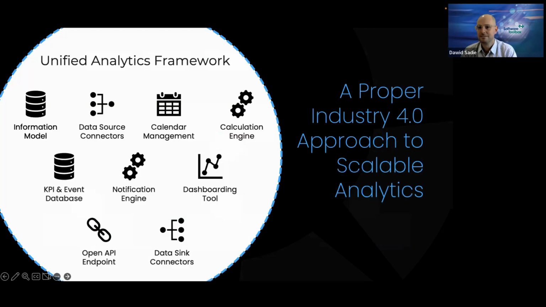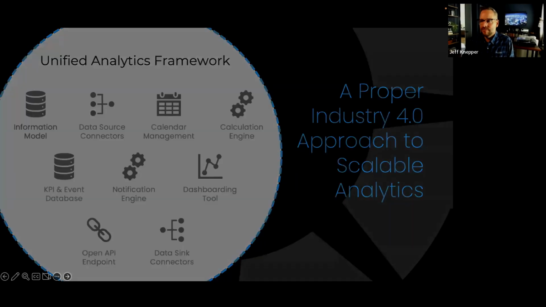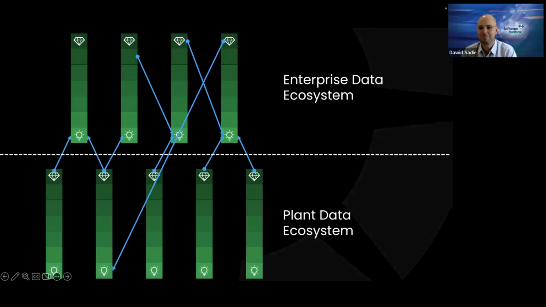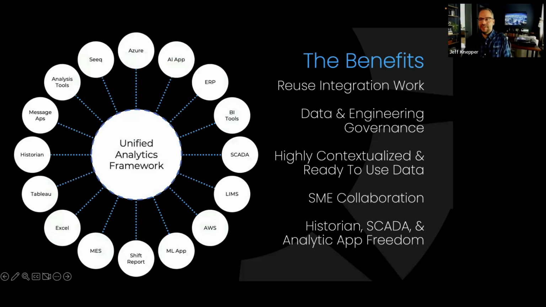All right. Hey, this is what we propose as a strategy, because frankly, it's going to grow and scale a whole lot better than stovepipes. The benefits are clear. We get to reuse the integration work. Every project, we stand on top of the previous project. You've got your data governance. You've got your engineering governance. It's in the library. The data that's showing up is contextualized.